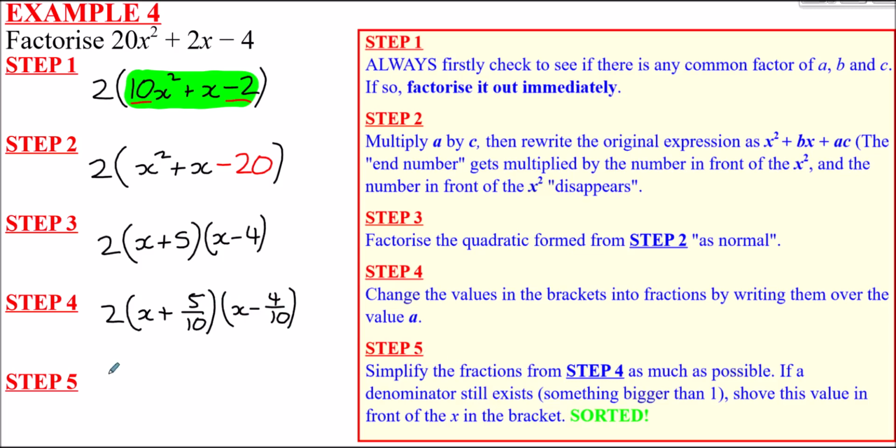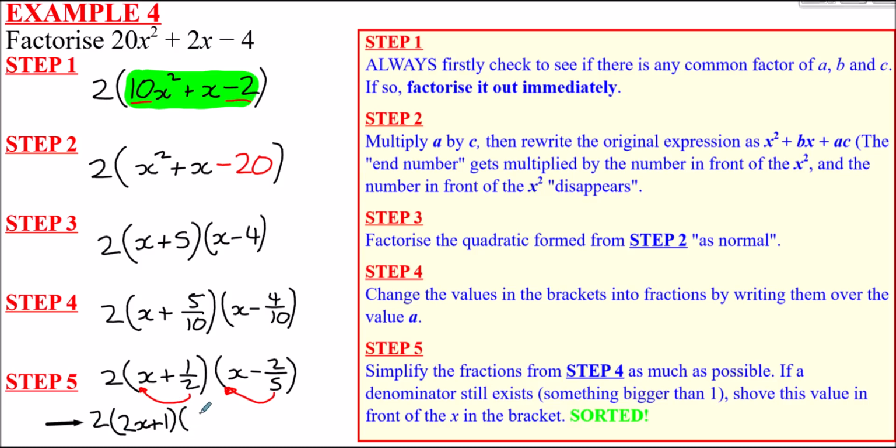Step 5, simplify these fractions. So again, leaving the 2 alone, 5 out of 10 is the same as 1/2, and minus 4 over 10, we can half the 4 and the 10 to give us 2/5. We have denominators in both brackets, so again we need to shove the 2 to the front here for this first bracket, shove that 5 to the front of the x here. So then finally we have our fully factorised solution, which is 2 lots of 2x plus 1 multiplied by 5x minus 2. So always check step 1, no matter how tempted it is to just launch straight in and go on to step 2. So that's 4 examples.